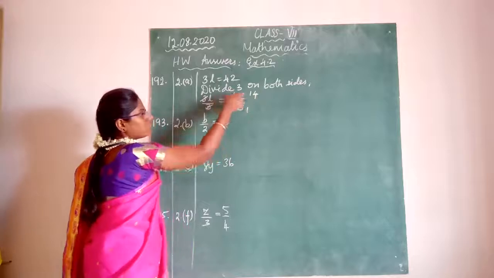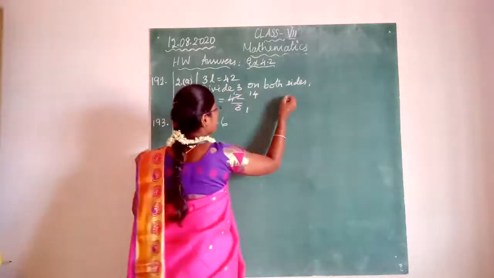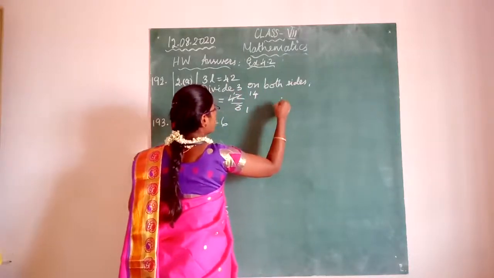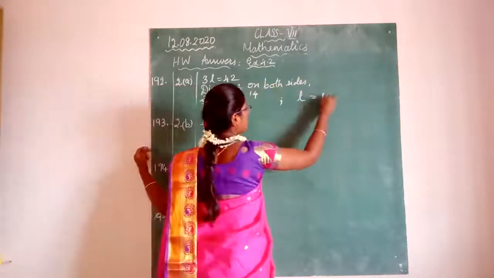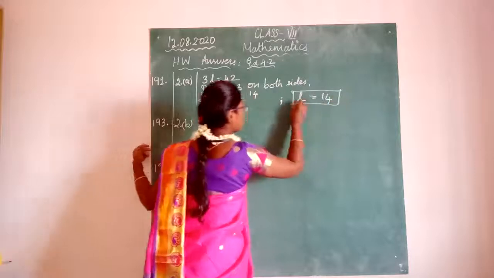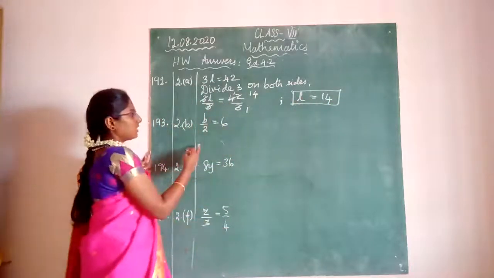So 3 14s are 42. Okay. And we will have here L is remaining and this side only 14 is remaining. So L is equal to 14 is the answer.